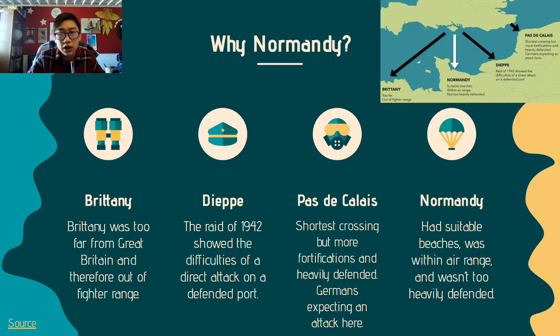Also, due to deception tactics, the Germans expected the attack to be here, but we were actually going to be landing at Normandy, which had suitable beaches, it was within air range, and it wasn't too heavily defended, making it the perfect place to drop our troops.